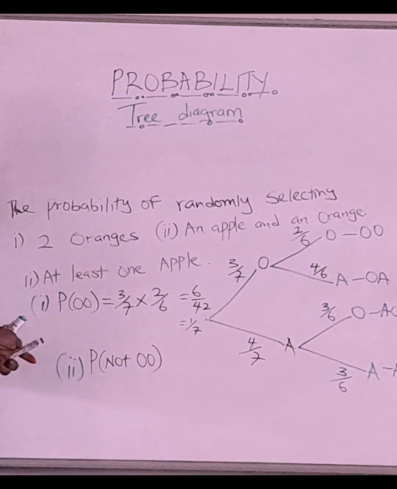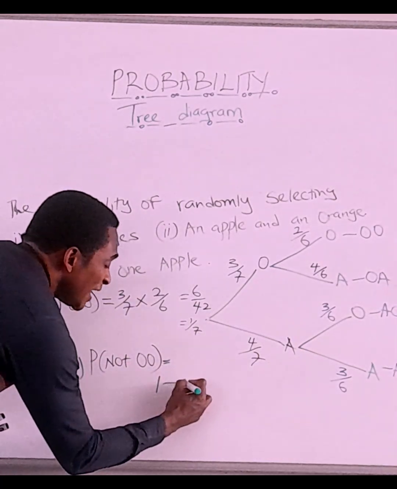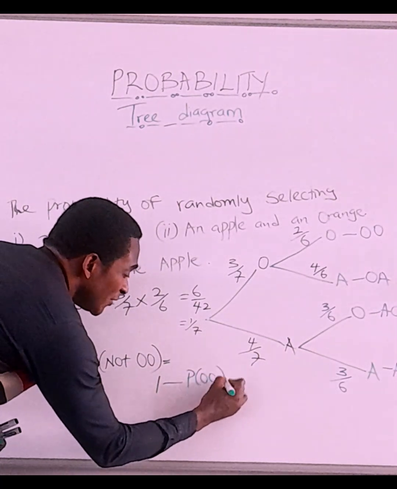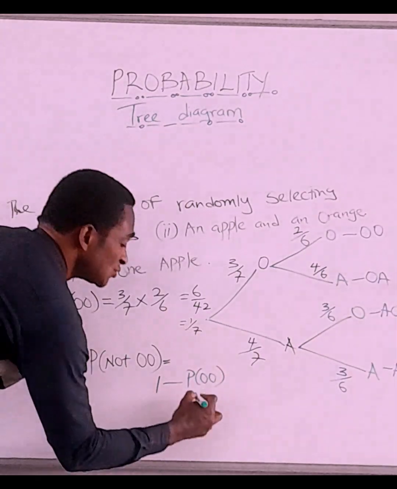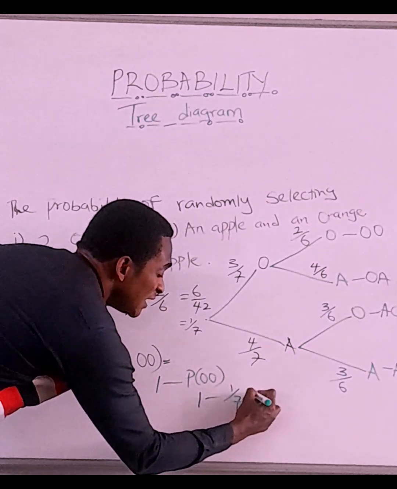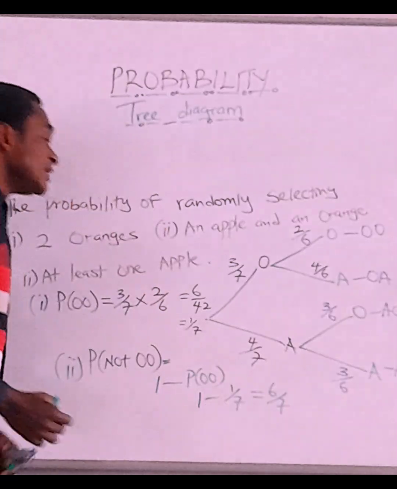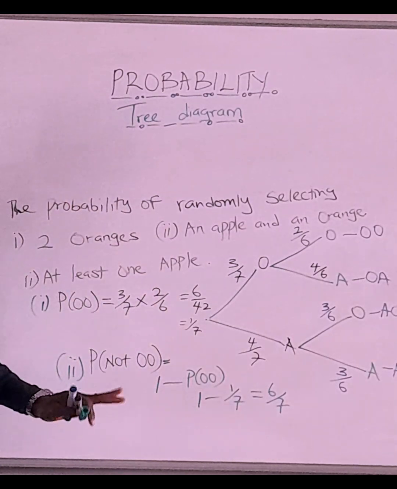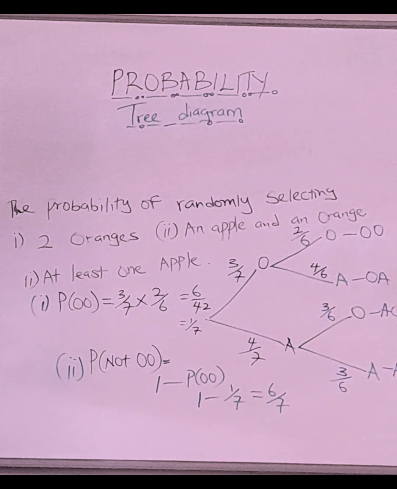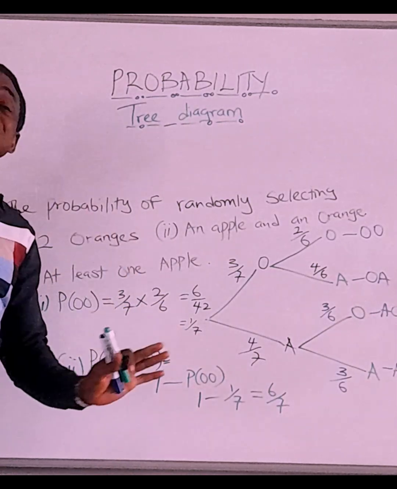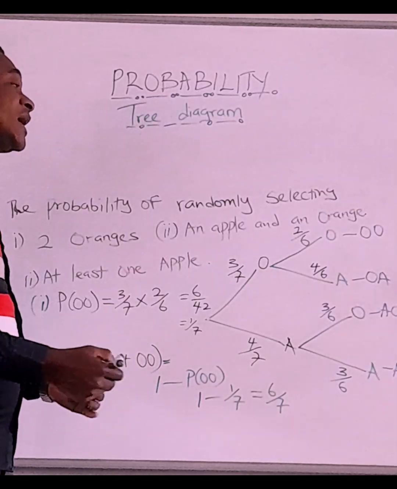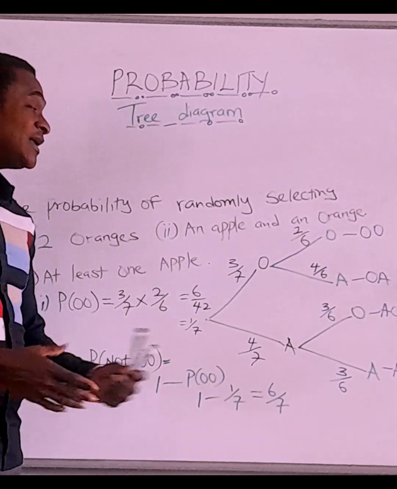And not orange in this case is 1 minus probability of orange. So we have 1 minus 1 over 7, and that will give us 6 over 7. In this case, for not being replaced, we have probability of not orange, or at least one or more, as 6 over 7. And then the next thing we have here, we omitted, is an apple and an orange. I want to consider all options. They said an apple and an orange, in any order.